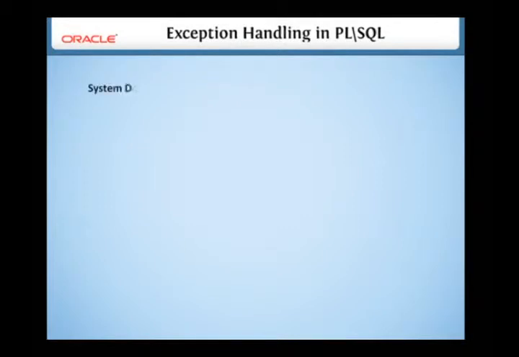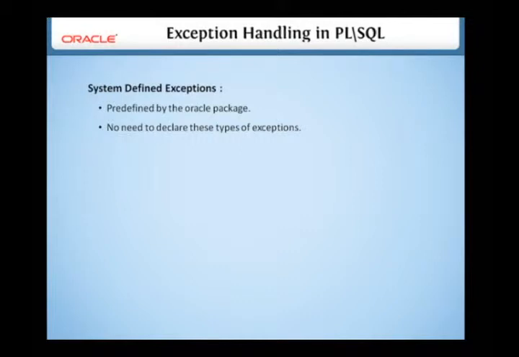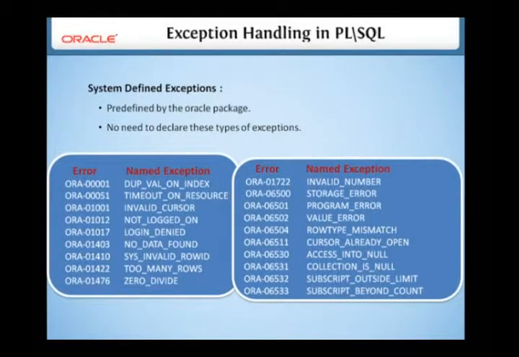First, we will see the system-defined exceptions. These types of exceptions are predefined by the Oracle package. There is no need to declare these types of exceptions. Here we will see some of the predefined exceptions by Oracle. Here you can find the errors with their numbers. These error numbers are displayed when Oracle encounters any of these errors. We can handle these exceptions in our program by calling the error number of the exception.